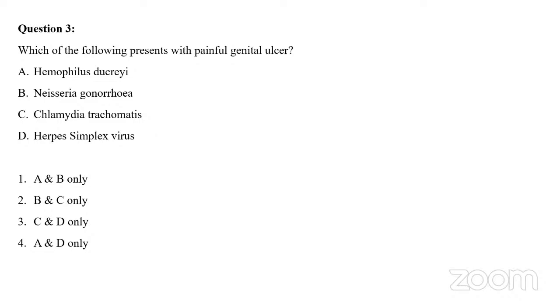Option C, Chlamydia trachomatis, could cause a genital ulcer which is painless. It's called lymphogranuloma venereum. Ulcers are painless and transient, and sometimes it can also cause genital discharge. So Chlamydia trachomatis causes a painless genital ulcer. And option D, herpes simplex virus. We know genital herpes is a painful ulcer. So option A and option D are causes of painful genital ulcers, so the fourth option, A and D only.